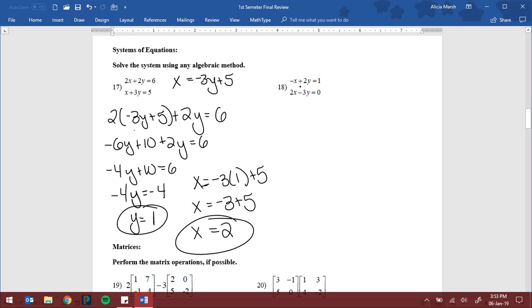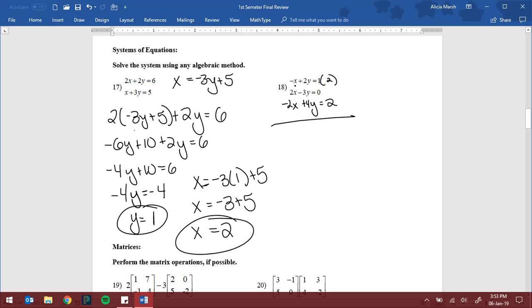Number 18, I'm going to do elimination, which requires me to multiply one or both of the equations by a number to get a variable to cancel out. So the first thing I notice is that I have a negative x and a positive 2x. So I'm going to multiply the top guy by 2. Negative 2x plus 4y equals 2.